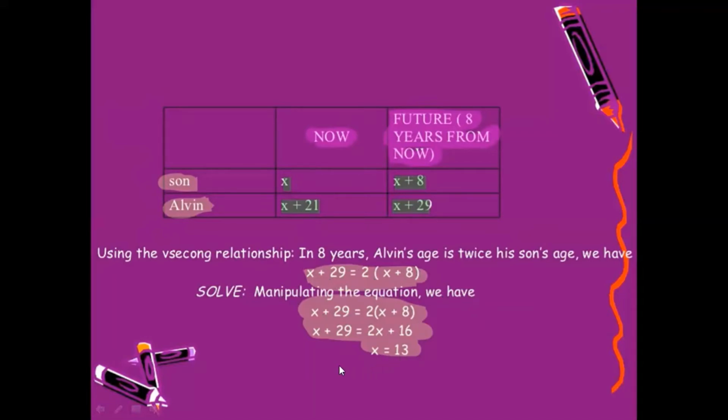So this is the age of the son now. And if we are adding 21 years, what should be the age of his father right now? So his father's age right now is, wait, what is it? 13 plus 21 is 34. And the son's age is 13. So this is the way to solve the problem.